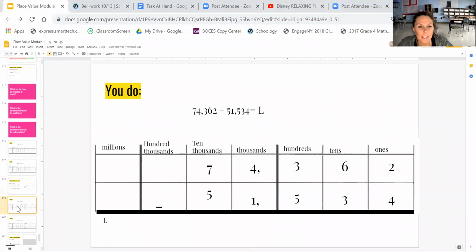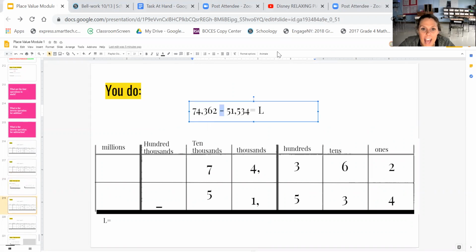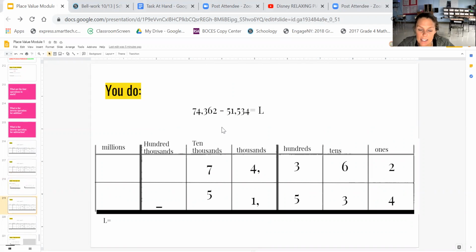I want to give you a little tip before you do this one on your whiteboard. Maybe just a suggestion, because I've noticed a few people doing the wrong operation. Don't be afraid to look at the operation, because I had a few people on the exit tickets doing the wrong operation. They were adding when they should have been subtracting, or they were subtracting when they should have been adding. So notice we're subtracting here.